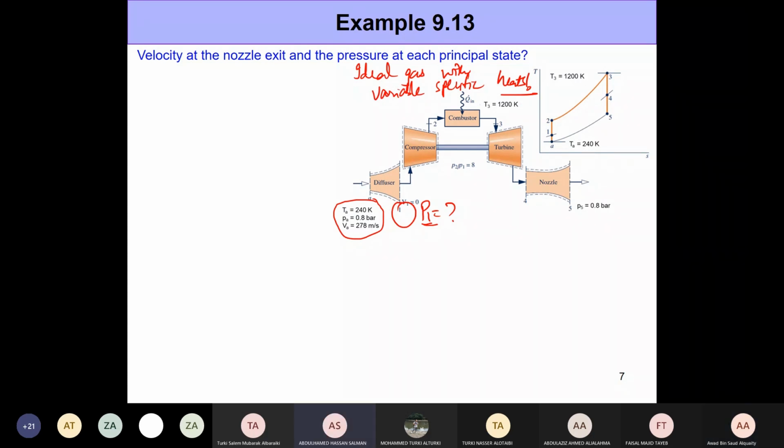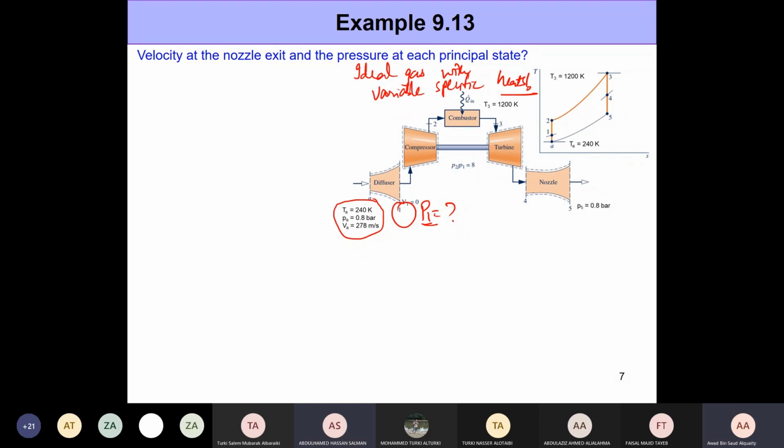Maybe we should start with an energy balance and get H1. Then when we get H1, we go to the ideal gas table and get PR. Perfect. And then what do we do with the PR? Use P1 over P2 is equal to PR1 over PR2. Excellent.